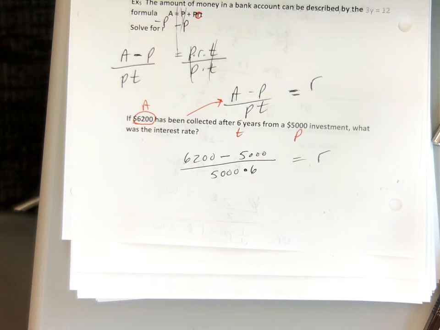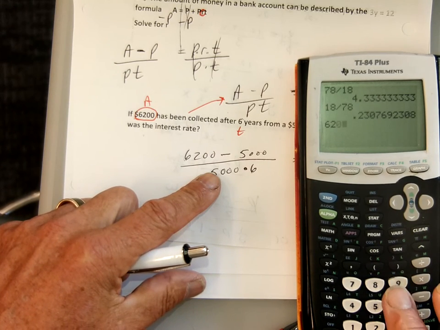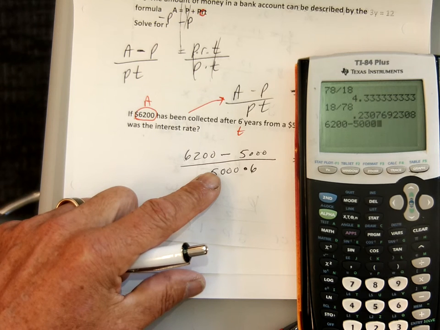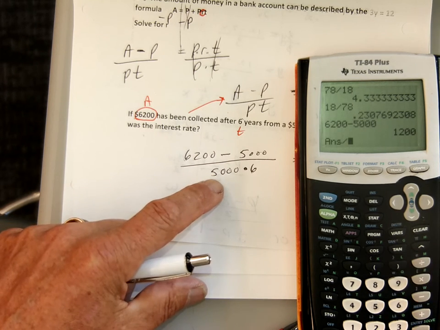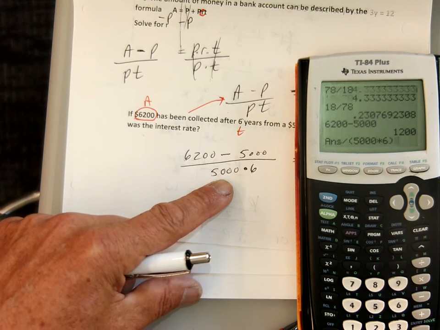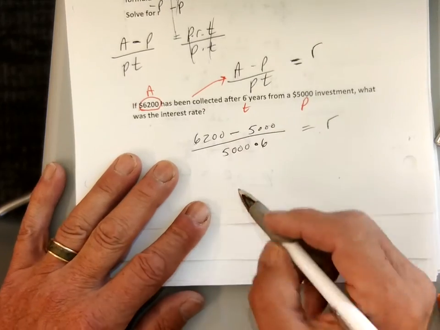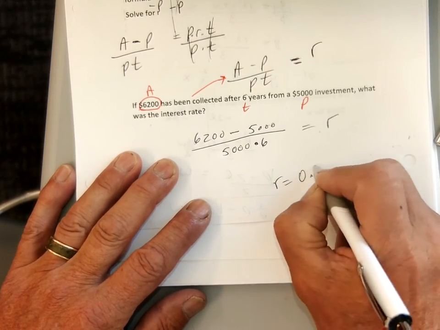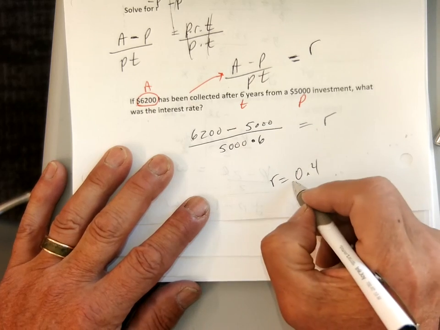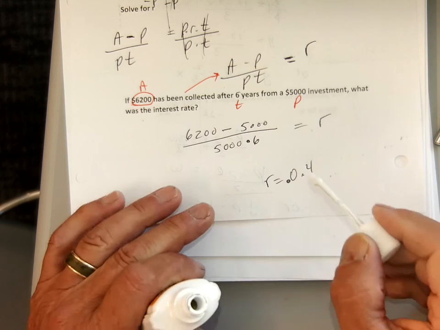Okay, calculator out. I'm going to go 6,200 minus 5,000, right? I get 1,200. I'm going to divide that by both these numbers, 5,000 times 6, and I get that answer. So I get 0.04. I've got to get the decimal in place. Oh, before I make another mistake, right, Maisie? Better fix that, huh? I almost made another mistake.